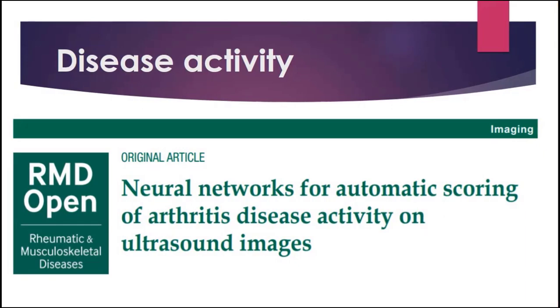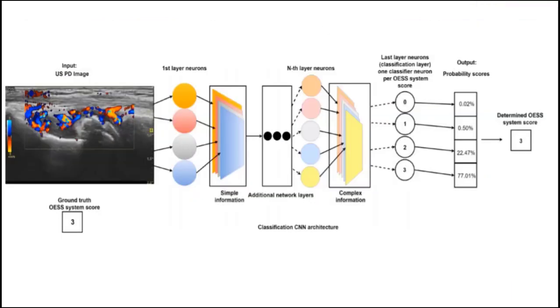Machine learning can determine disease activity. In a study using ultrasound images of synovial tissue, disease activity was determined. In this study, images obtained from Doppler ultrasonography of the synovial tissue were used to diagnose rheumatoid arthritis. As you can see, deep artificial neural networks are used in this study.